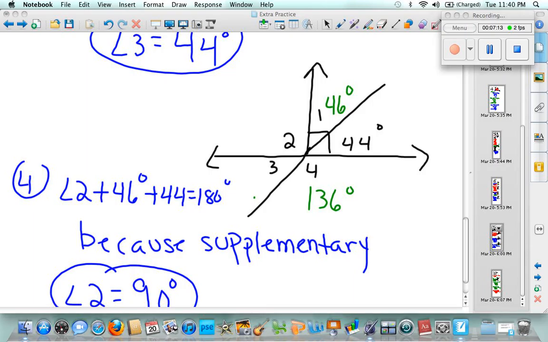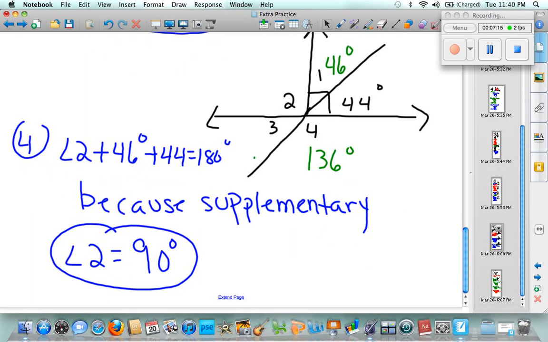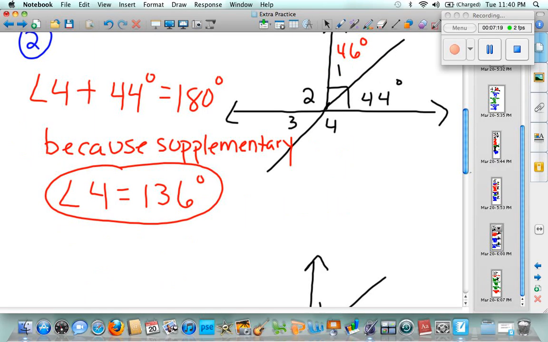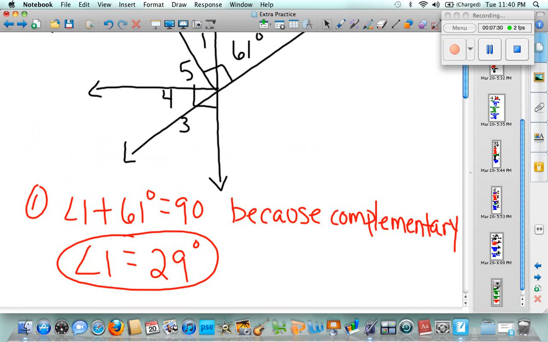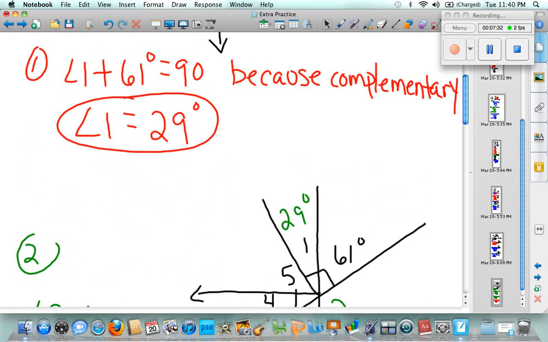Again, if you went about it in a different way, that's fine, but we still need to make sure we have the same answers for all these angles. Pause the video or rewind if you need to. Last, angle 1 plus 61 degrees must equal 90. They're called complementary angles. Angle 1 will then be 29 degrees.